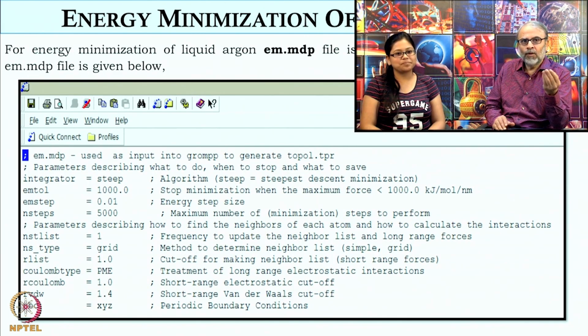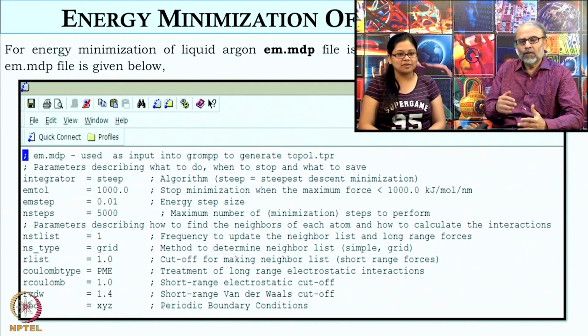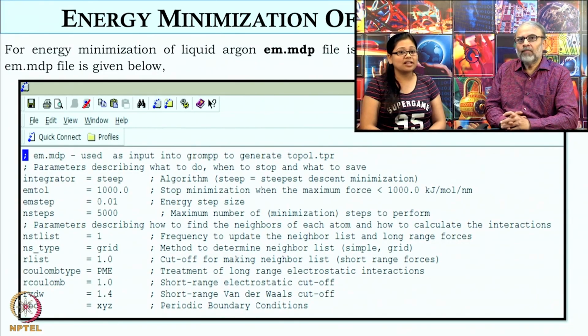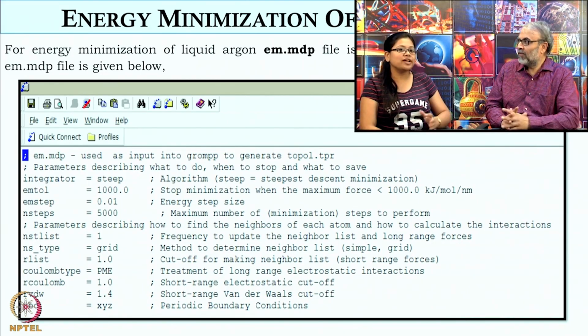So this includes more parameters than the starting one. Definitely. Let us say it is a super file compared to the old ones, because it will contain information like which algorithm we want to use for minimizing the energy, then what is the total number of steps we require.